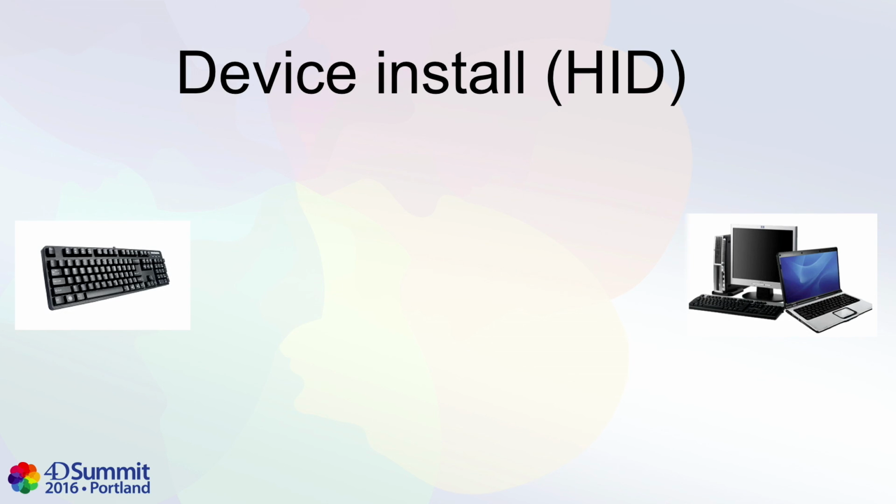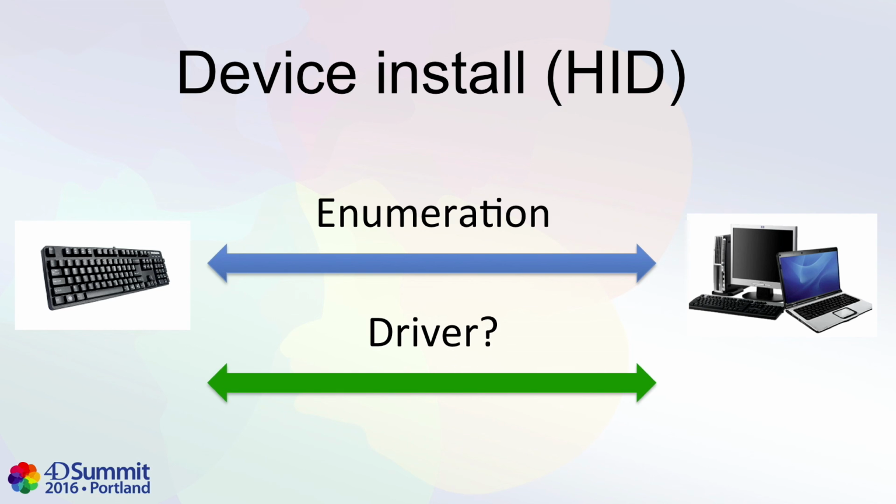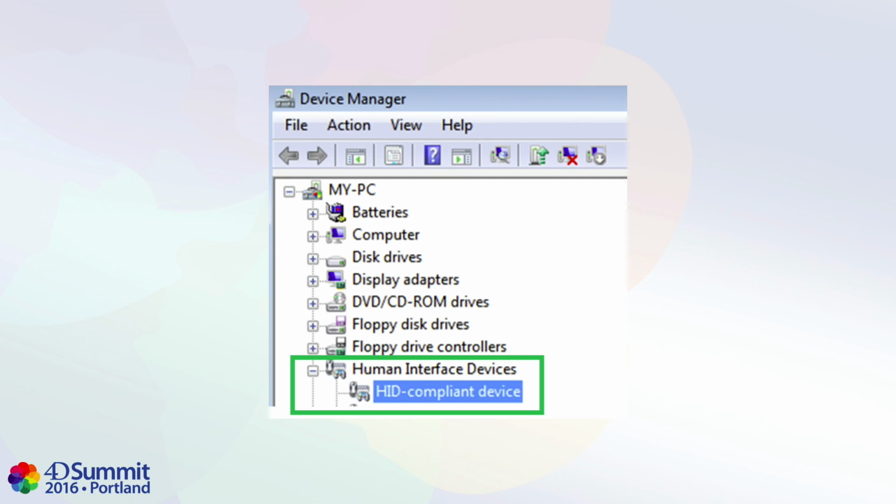So let's take, for instance, a HID device like a keyboard. If we go through the enumeration process and we go back and forth trying to look for a driver, and when we do look, we'll see something like this. It's an HID compliant.